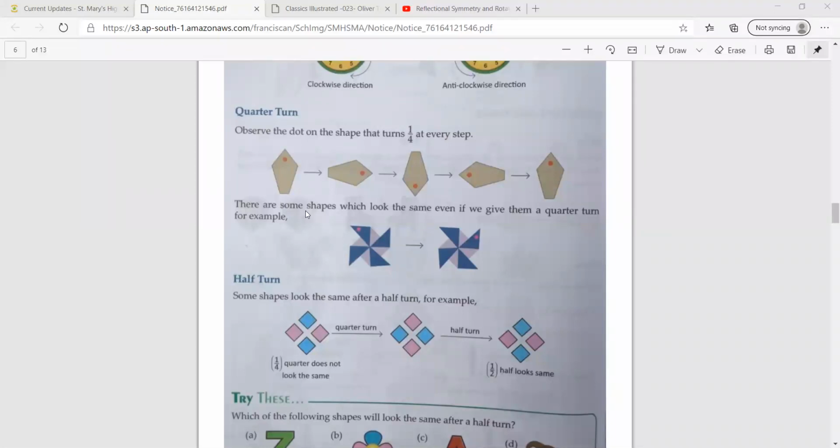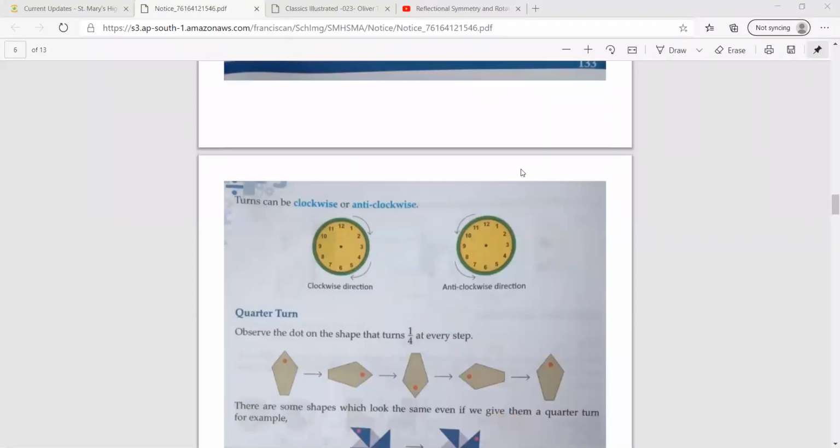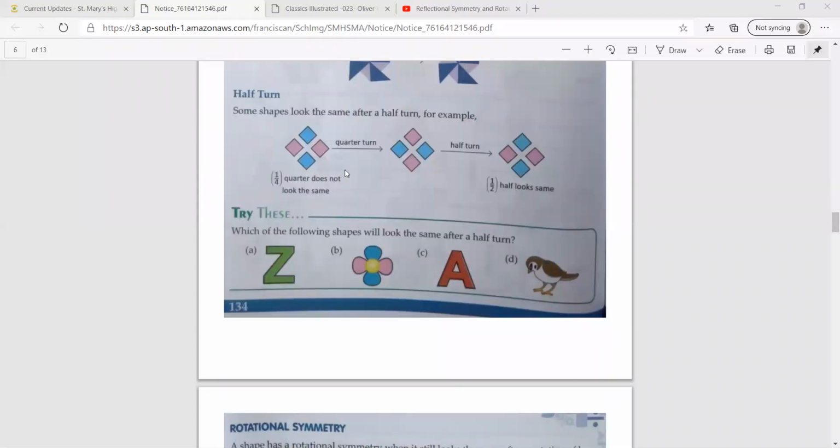That for some figures, even if you take a quarter turn, they will still look the same. Now we go to half turn. Half turn is this one, 180 degrees. Okay, that is half turn. So some shapes look the same after a half turn.